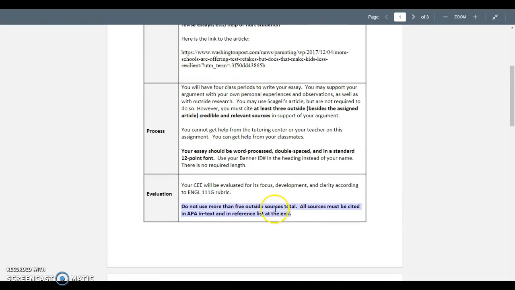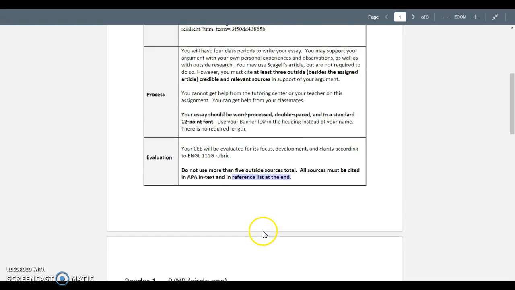Like I said, underline important things that you need to remember, because you don't want to fail the essay the first time just because you used more than 5 sources, or you didn't include in-text citations or a reference page at the end or anything like that.